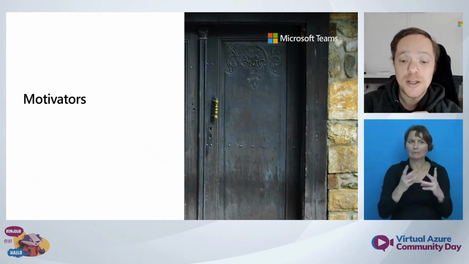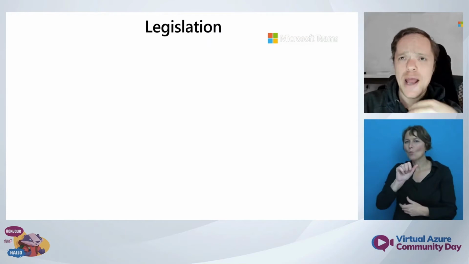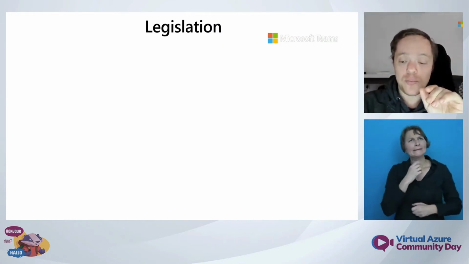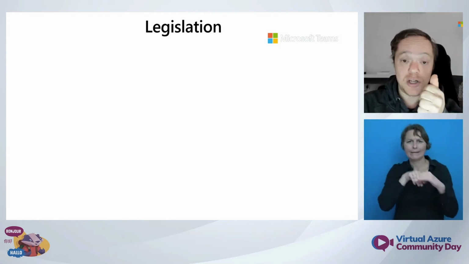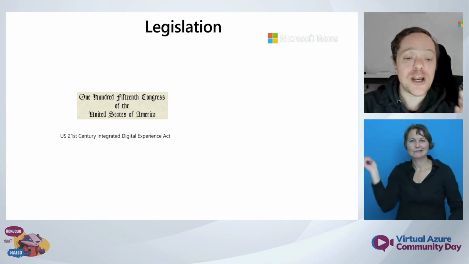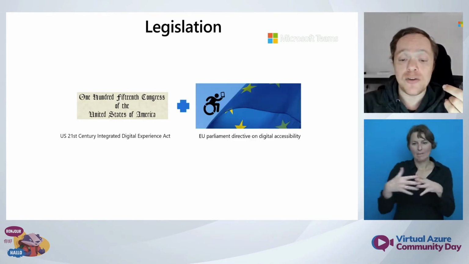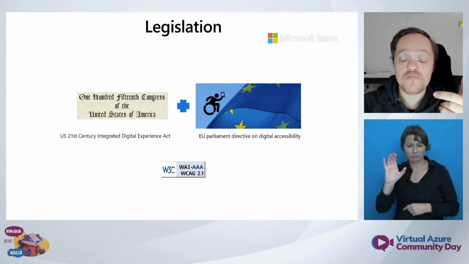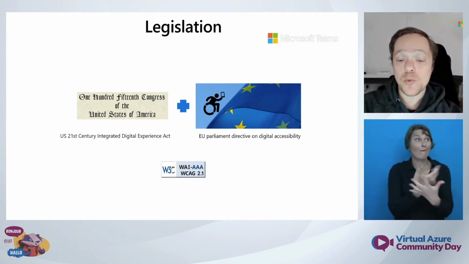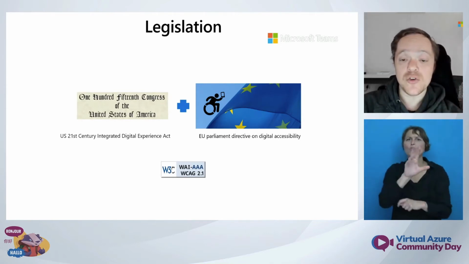So we've looked at what is accessible with the WCAG features. Let's also look at your motivators. So one, legislation, and I always go with the reference of stick and carrot. So this is the stick, legislation. The US 21st Century Integrated Digital Experience Act and the EU Parliamentary Directive on Digital Accessibility said that all publicly facing civil sites have to be WCAG 2.1 compliant. Or, like Canada has done, you get a $100,000 fine.